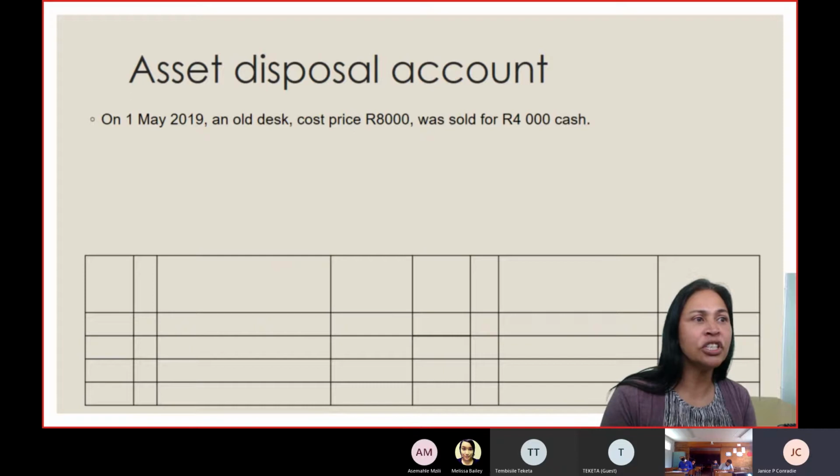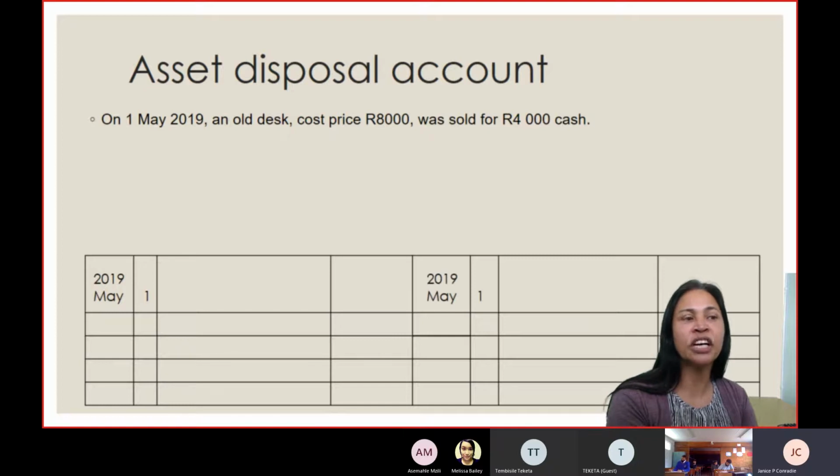So what is important here is that you determine when the asset was sold. So it was sold on the 1st of May. And that is your first part of information that you record, the date of sale. Now, in an asset disposal account, you'll have only one date, and that is your date of sale.